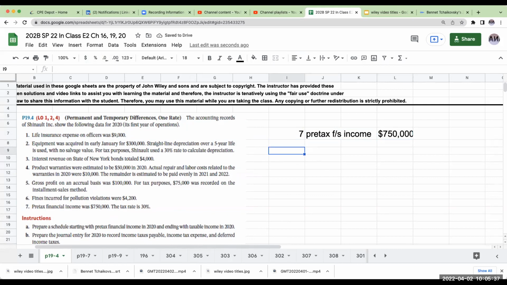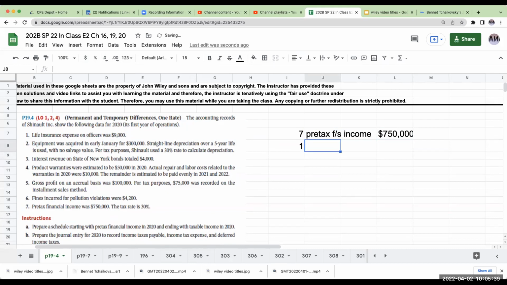Let's go ahead and take a look at this. Number one, which is life insurance expense. If you remember from our previous discussions, this is what is known as a permanent difference, meaning that the proceeds from the life insurance policy on an officer are not taxable, but those premiums are not going to be deductible. So this is a permanent difference, life insurance premium. This is an add back.